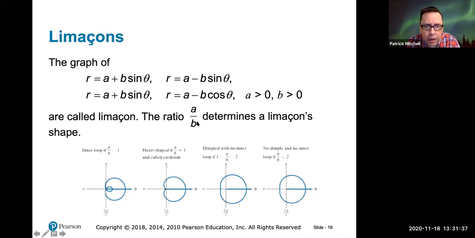If this ratio A over B is less than 1, you get a limaçon with an inner loop. If A over B is between 1 and 2, you get a dimpled limaçon with no inner loop. And finally, if A over B is greater than or equal to 2, you get no dimple and no inner loop. It kind of looks like a circle that's been flattened on one side.